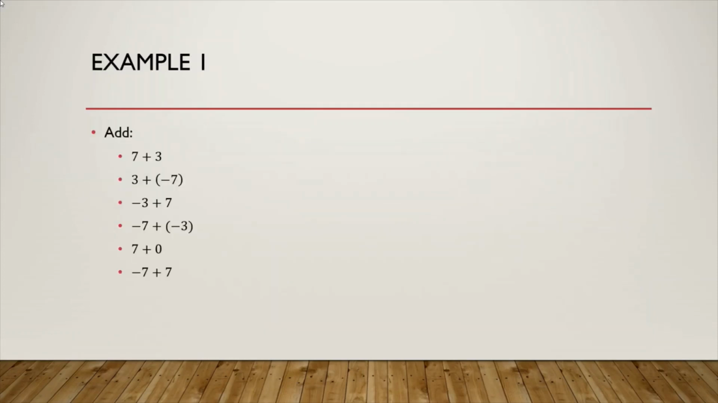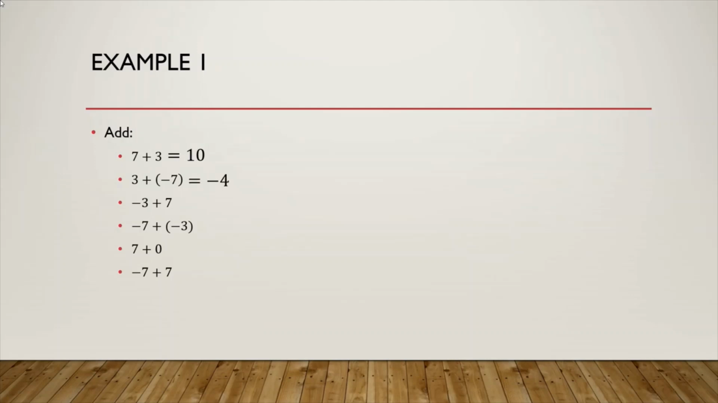All right, so here's example number 1. We're going to look at addition. So if I look at 7 plus 3, those are both positive. So they're both going the same direction. So I'm going to add them together, and I get 10. If I look at the second one, which is 3 plus negative 7, the signs are different. So I take the difference of the two. 7 minus 3 is 4. The sign of the larger one is negative, so it would be a negative 4.